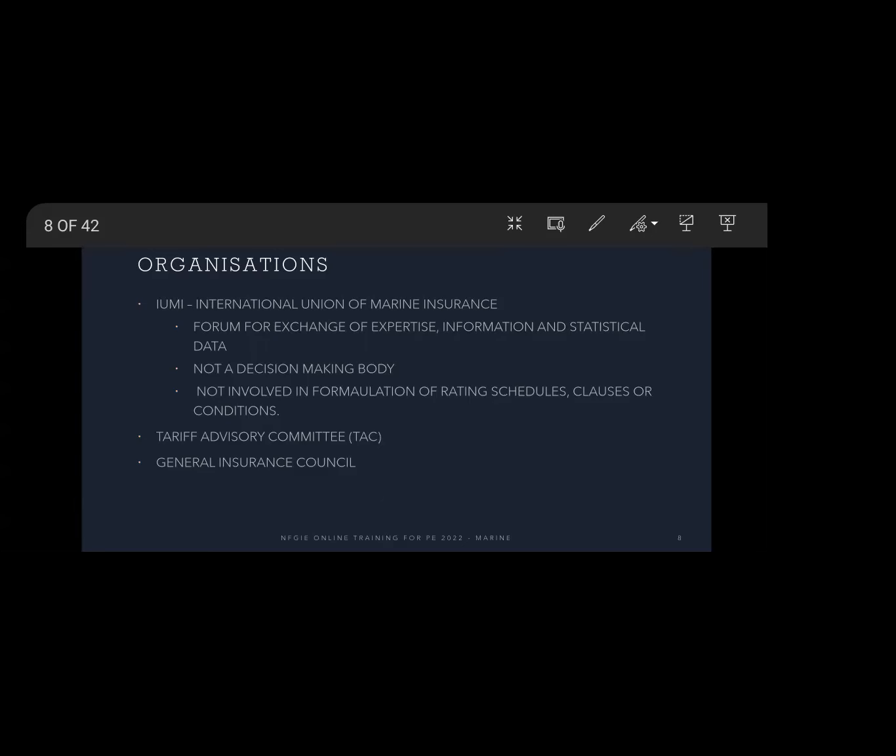Other than that, we have the Tariff Advisory Committee. It was the Tariff Advisory Committee which came out with the All India Marine Cargo Tariff. Other than that, they were also the people who came up with the inland transit clauses. Then we have the General Insurance Council, comprised of all the people underwriting non-life insurance business. This General Insurance Council was instrumental in formulating the new inland transit clauses.